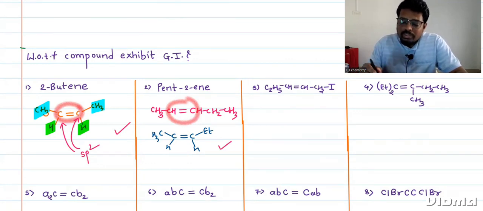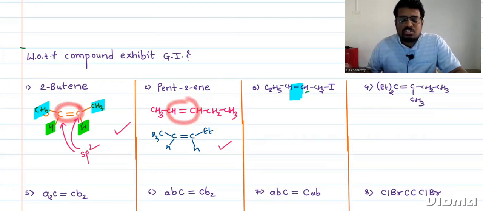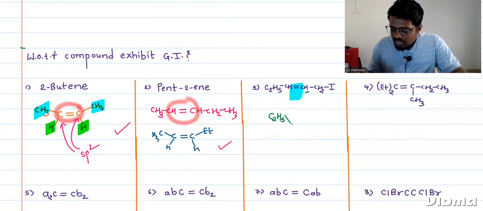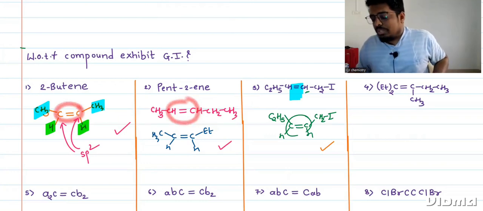Now the third compound. Around this carbon-carbon double bond, the groups are different, right? One group is hydrogen, so we have to write the complete structural formula to understand it. I'm writing the complete structural formula: C2H5 CH double bond CH CH2I. Around this system, all 4 groups are different. So yes, this compound also shows geometrical isomerism.